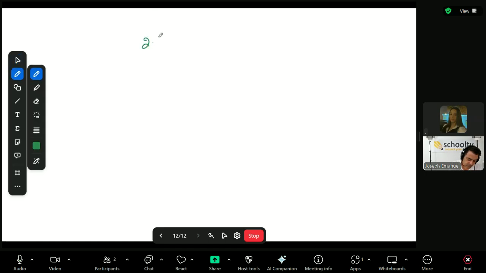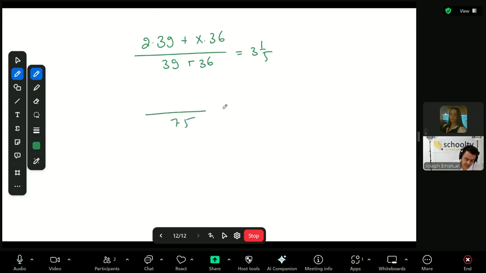So you have 2 times 39, plus x times 36, divided by 39 plus 36, equals 3 and 1/5. How much will it be? The denominator is 75. And 3 and 1/5 is 16/5. 2 times 39 is 78, so you have 78 plus 36x equals 1675 divided by 5.